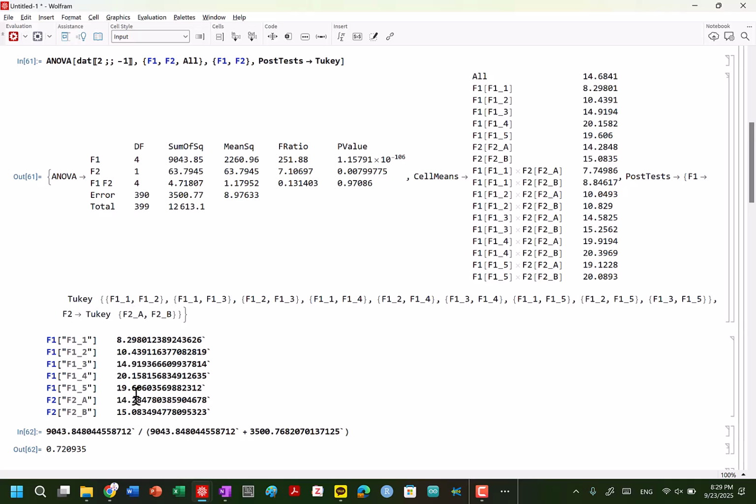And for F2, they are statistically significant. So now I've got F2, B. So there you go. That's it.